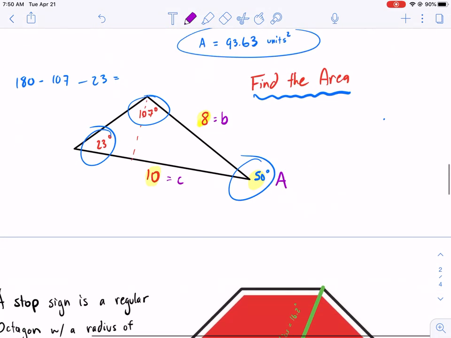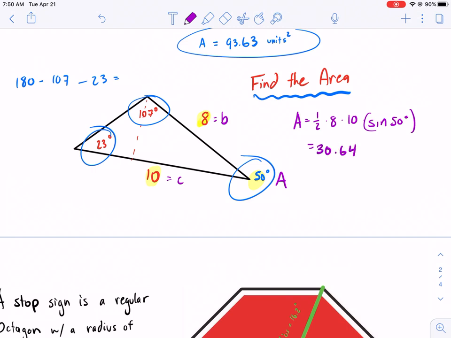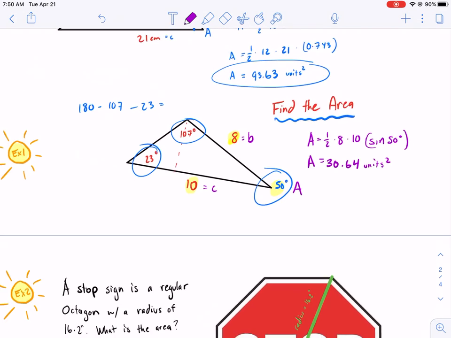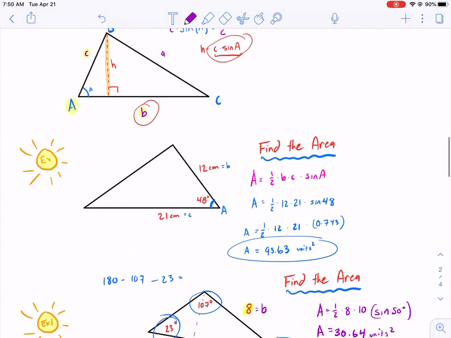And I just plug it all in. So we have area equals 1/2, B, which is 8, C, which is 10, and then sine 50 degrees. So the sine of 50, I'm going to start with that, that way I can keep it saved. And then I multiply that by 10, I multiply that by 8, and then I divide by 2. And I get 30.64 units squared.